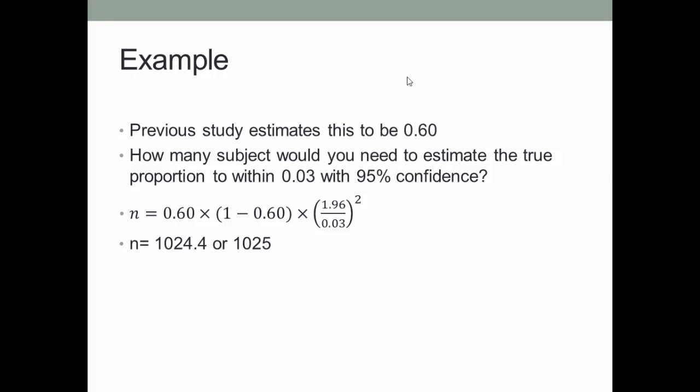It's worth mentioning at this stage that if you don't know what your previous estimate is, if you were to plug 0.5 into that formula, then that's actually the biggest that you can get for the required sample size. So if you wanted to err on the side of caution, then you would put n equal to 0.5 times 1 minus 0.5 times the square of 1.96 over 0.03. If you want to be confident that you have enough people, possibly more people than you need, then you set your estimate of the proportion to 0.5.